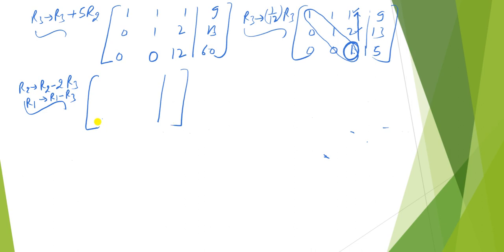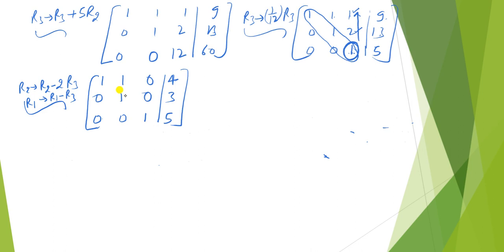So write the first row as 0 0 1 5. Then 2 times 1, that is 2 subtracted from 2, becomes 0 1 0. 2 times 5 is 10, subtract from 13, so 13 minus 10 is 3. Now 1 subtracted from 1 is 0, 0 subtracted from 1 is 1, and 5 subtracted from 9, so 9 minus 5 is 4.